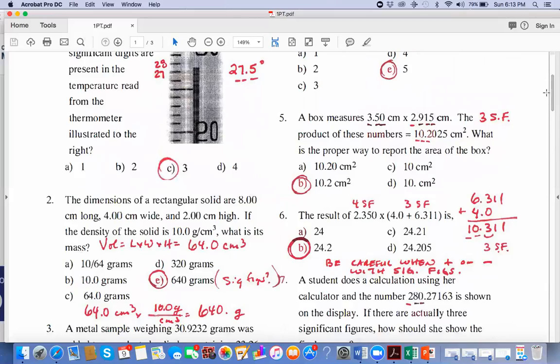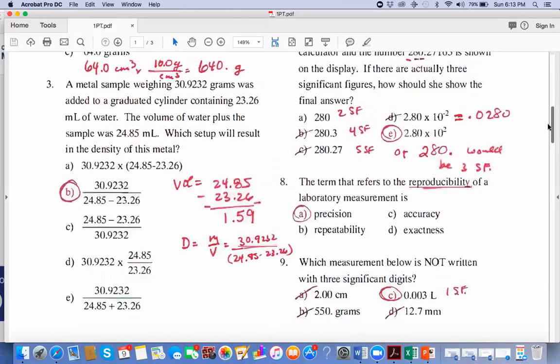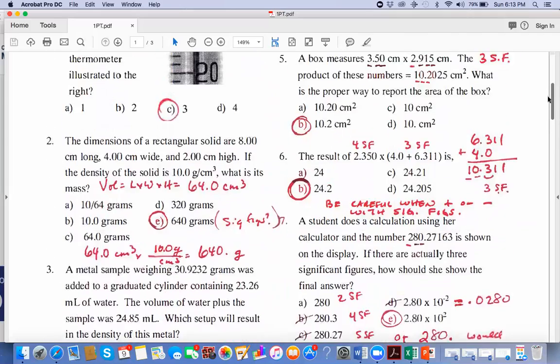Okay. Oh dear. Okay, hold on. Looks like we gotta go up again.